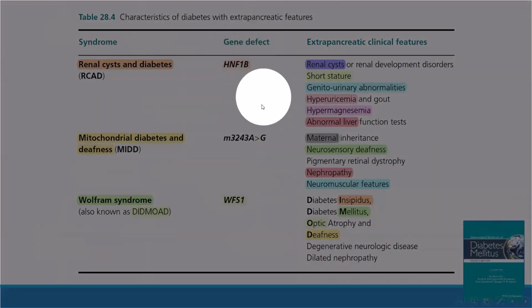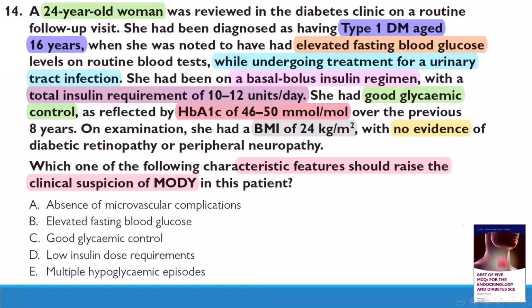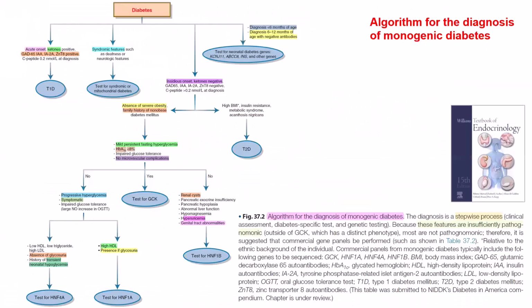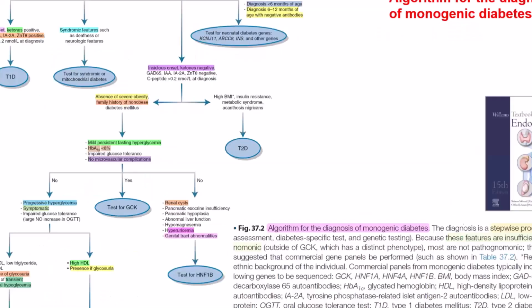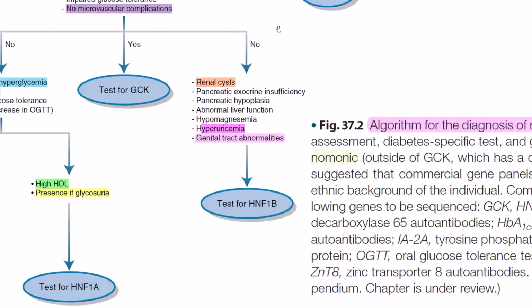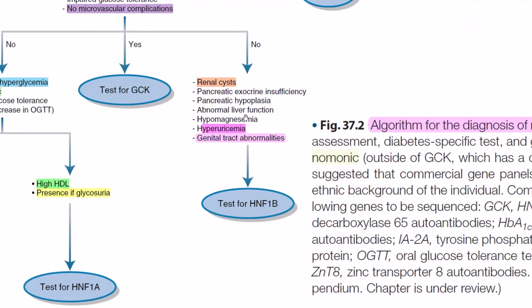HNF1 beta is mentioned in this textbook. They mentioned hypermagnesemia. Actually, it is hypomagnesemia, not hypermagnesemia. This is wrong. As mentioned in this Williams textbook and other references, with HNF1 beta there is hypomagnesemia, not hypermagnesemia.